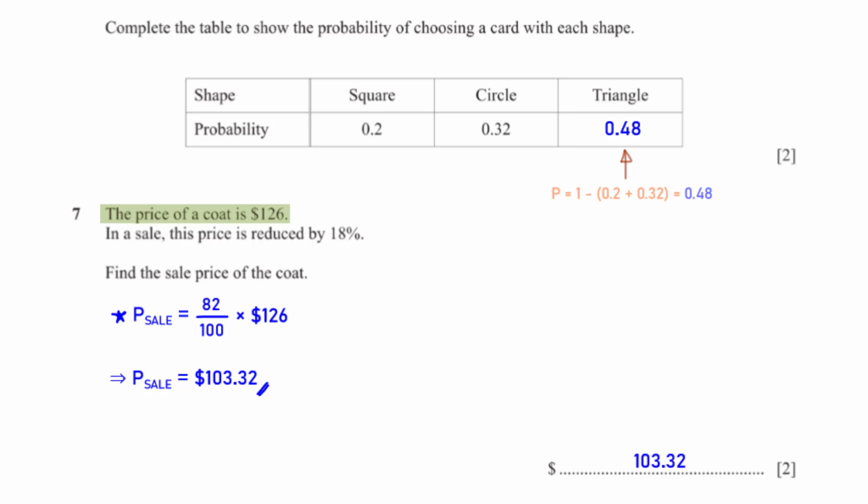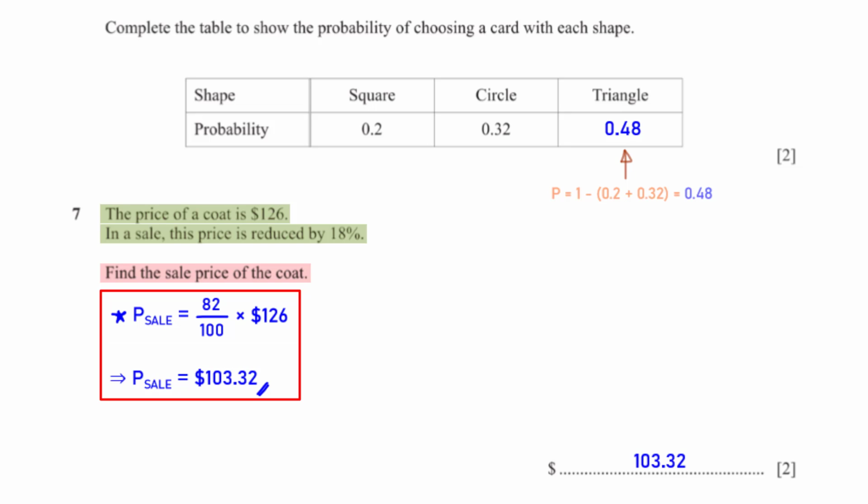The price of a coat is $126. In a sale, this price is reduced by 18%. Find the sale price of the coat. Since the original price is reduced by 18%, we subtract 18% from 100%, giving us 82%. So the sale price is 82% of the original price, which has been given as $126. This gives us $103.32.